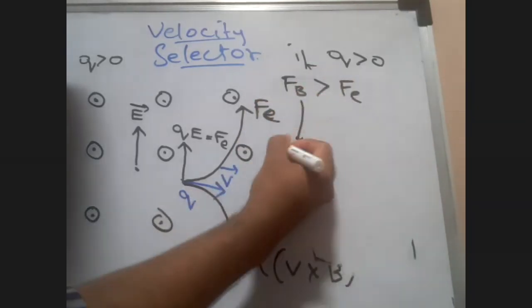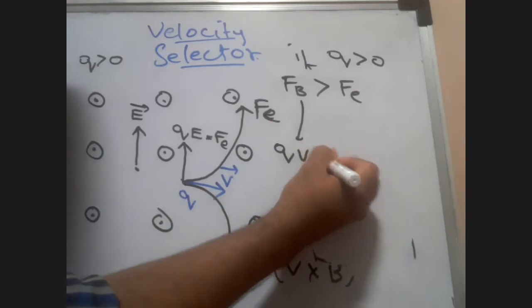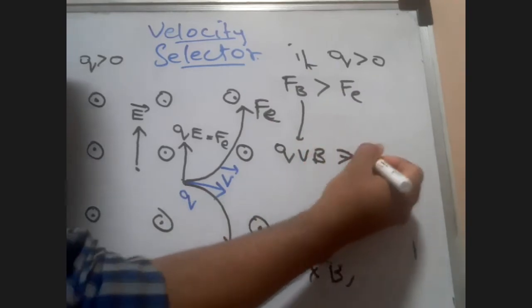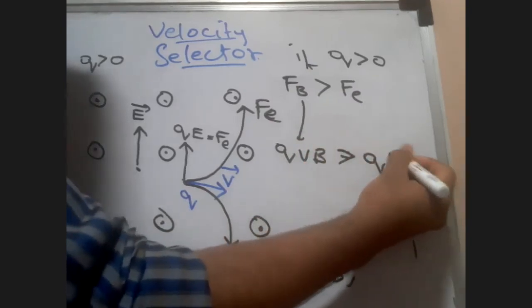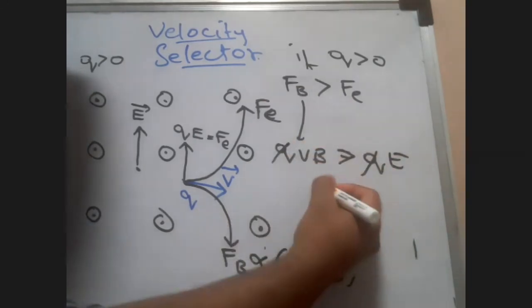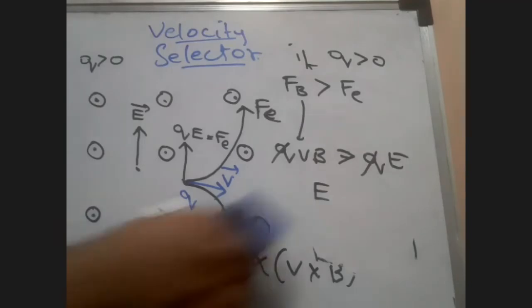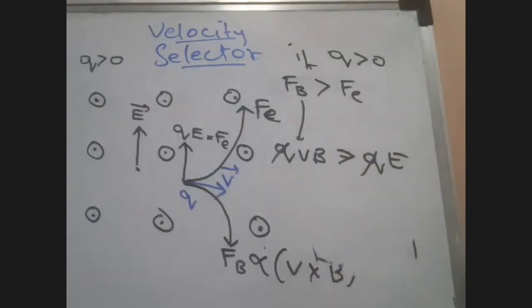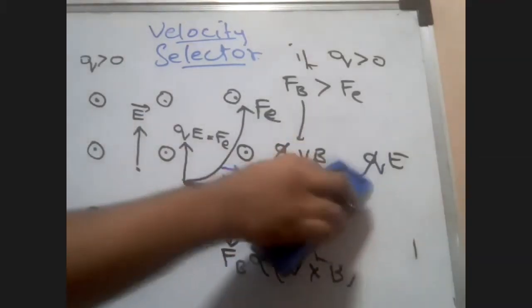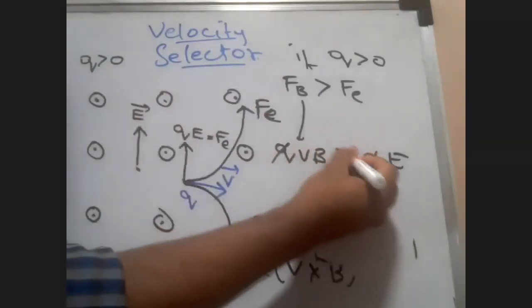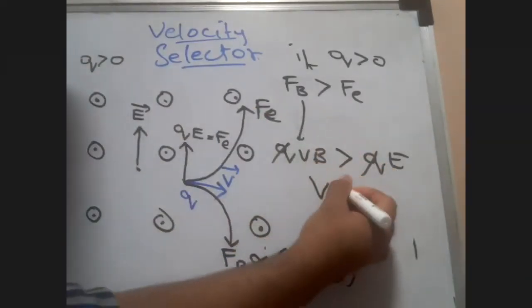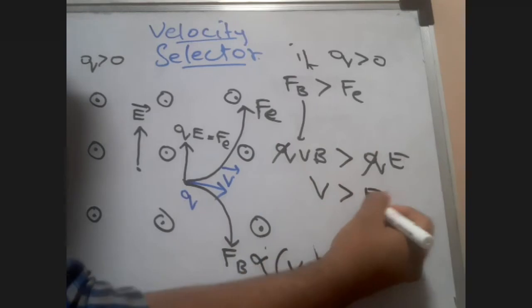Here I'll write it. qvB is greater than qE. Same thing. q and q get cancelled. In this case, we will get velocity is greater than the ratio E by B.